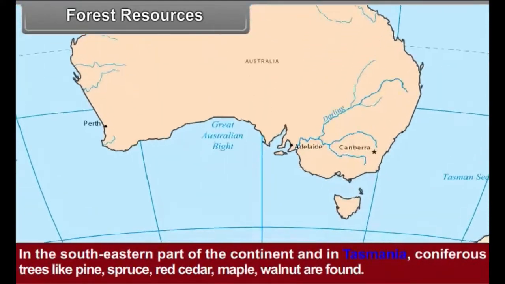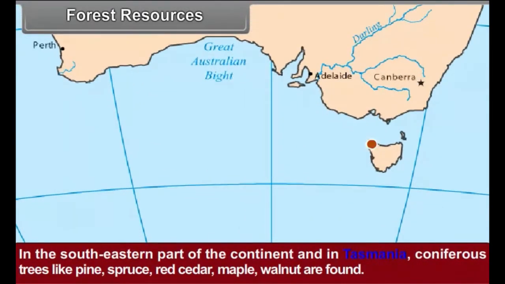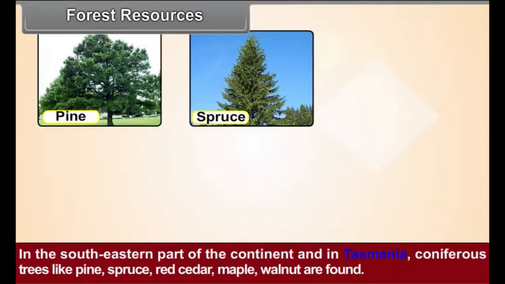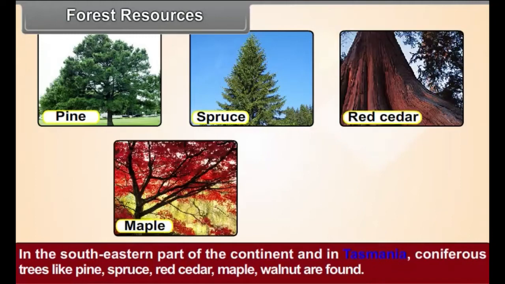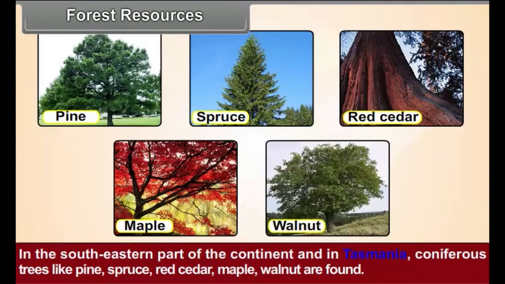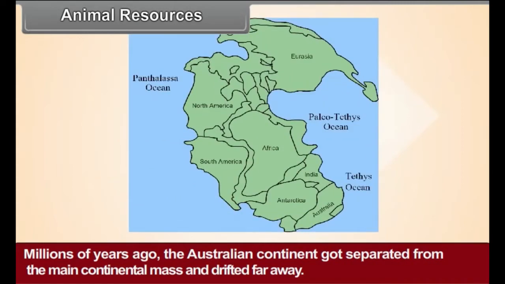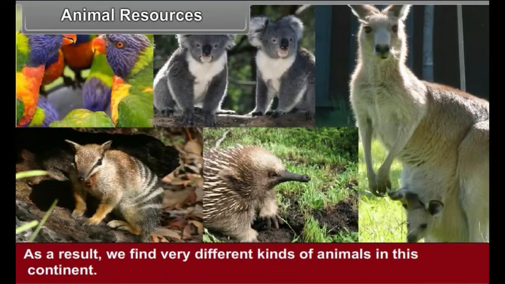In the southeastern part of the continent and in Tasmania, coniferous trees like pine, spruce, red cedar, maple, walnut are found. Animal resources. Millions of years ago, the Australian continent got separated from the main continental mass and drifted far away. As a result, we find very different kinds of animals in this continent.